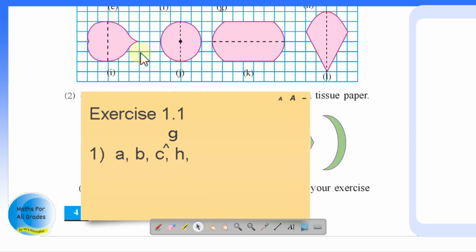This figure is not symmetrical. Two sides do not look alike. So I is not symmetrical. But J, K, L, these three figures are symmetrical. You can see that by folding with the given dotted line, you will get two equal parts.